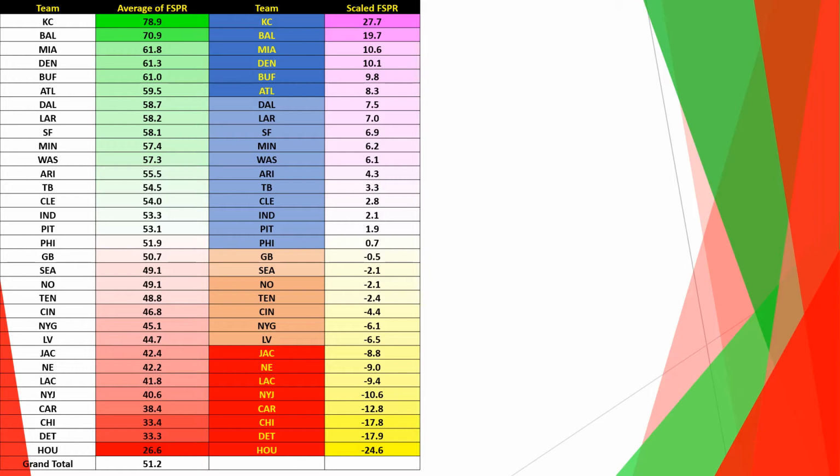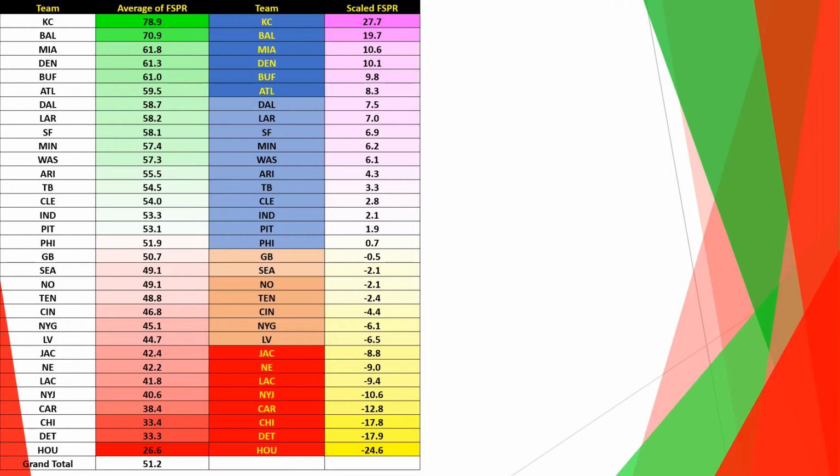So what I did was I used the ADPs and converted by my process to rankings. And then I took each team's rankings, did an overall team average, and then found the average of those averages, right? It's 51.1, and this is on a scale of 100 highest to 0 lowest.